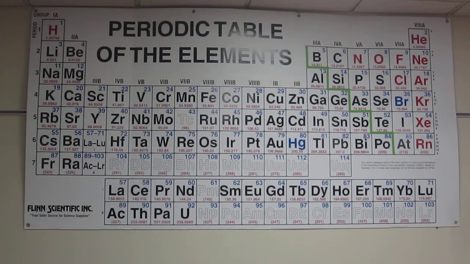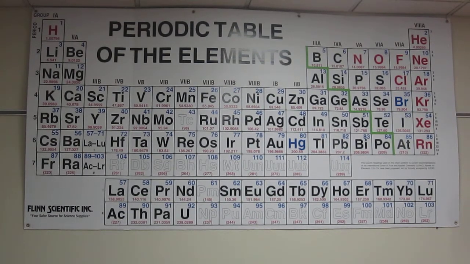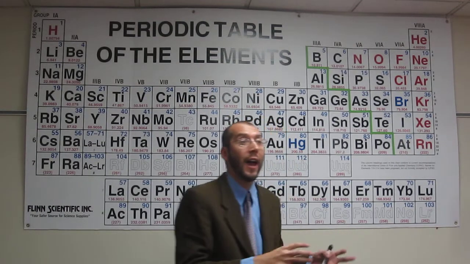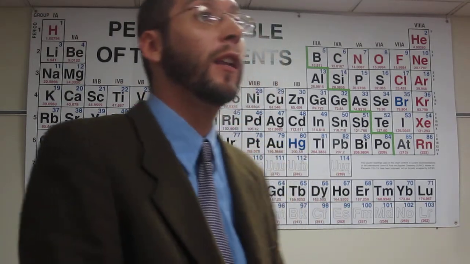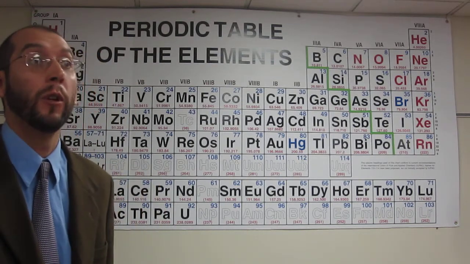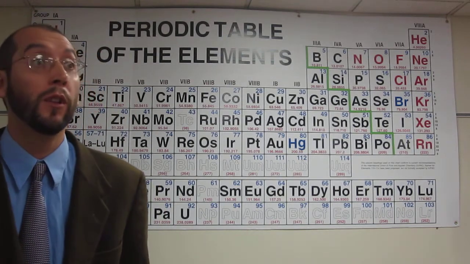Okay, how can I look at the periodic table and say that the P subshell has 3 orbitals in it? Or how can I look at the periodic table and say that the D subshell has 5 orbitals in it? So let's look at both of those questions.